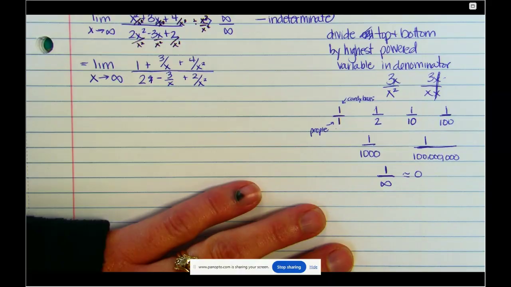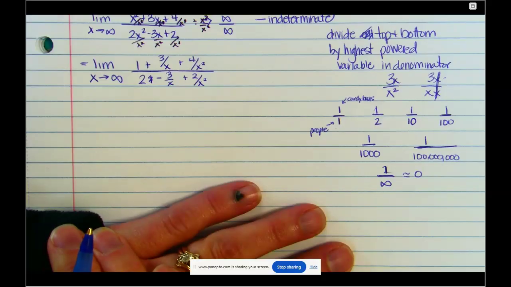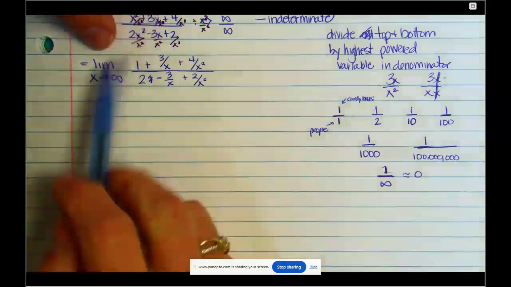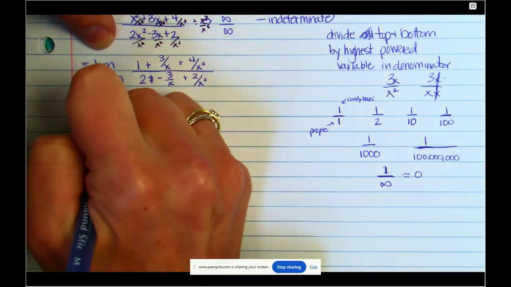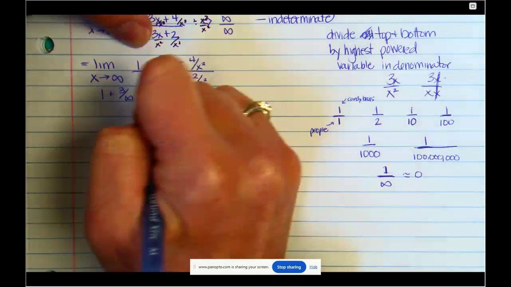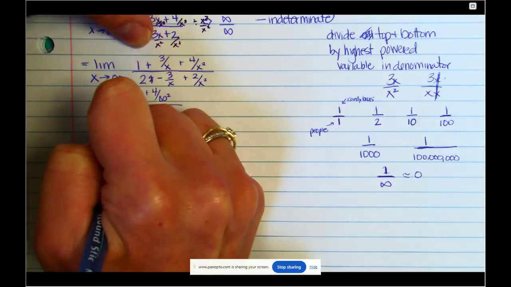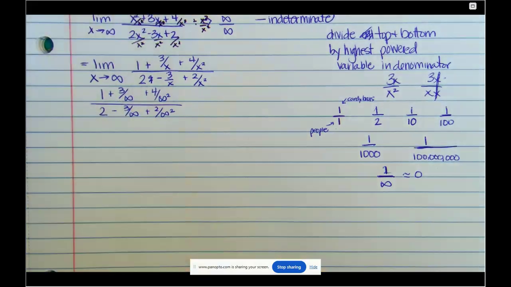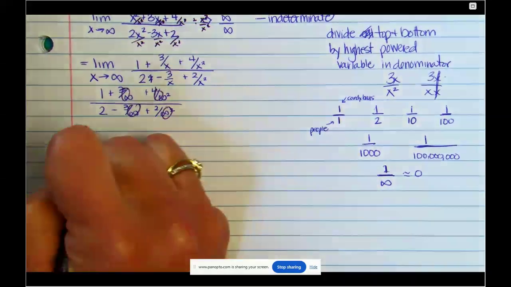Now, what if I had 2 candy bars divided by an infinite number of people? It's still essentially nothing, right? So here's the principle of this. My next step would be to plug this in. So this would be 1 plus 3 over infinity, 4 over infinity squared, over 2 minus 3 over infinity plus 2 over infinity squared. 3 over infinity, based on what we just talked about, is what? So it's just 1 over 2.